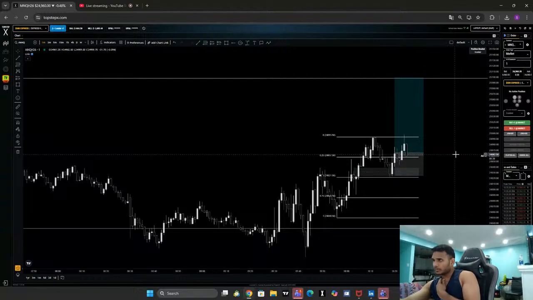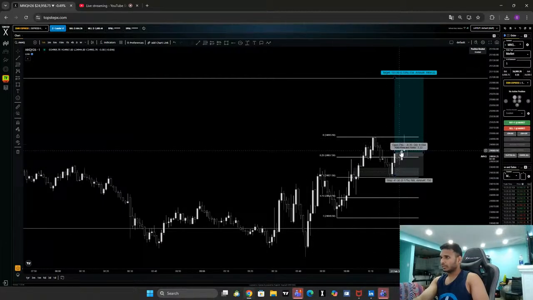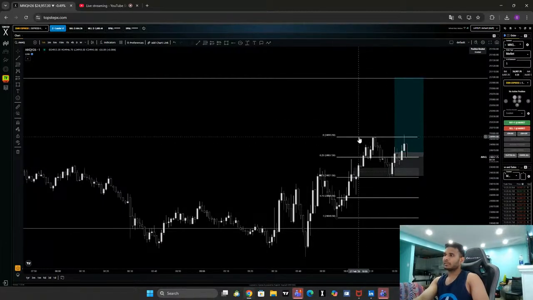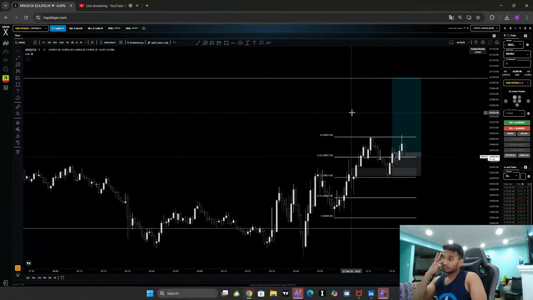Like this high, let me see whether this node is protected or not. That's the worst signature, brother. If you want to see continuation, it should break. It shouldn't sweep like that. It should break and displace and create a fair value gap, and then and only then you are safe. Otherwise you are not safe.